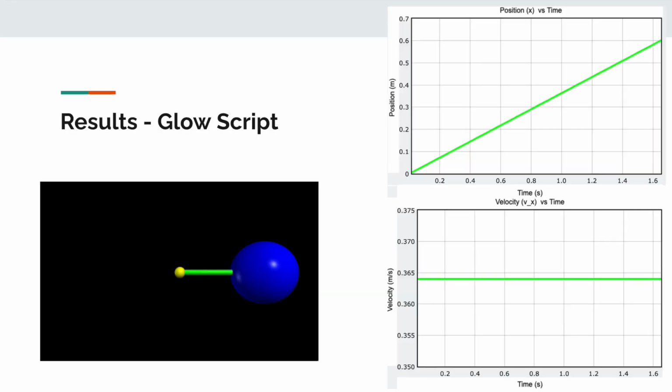Here's a visualization of the computational model. The object's position is updated continuously to reflect motion at constant velocity. The position function is upward sloping and linear.